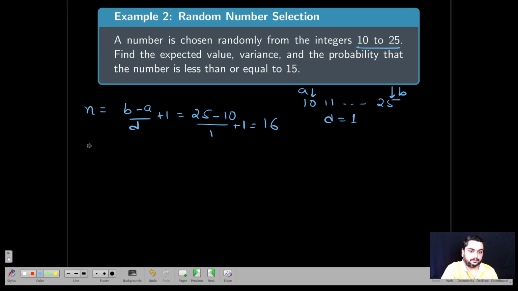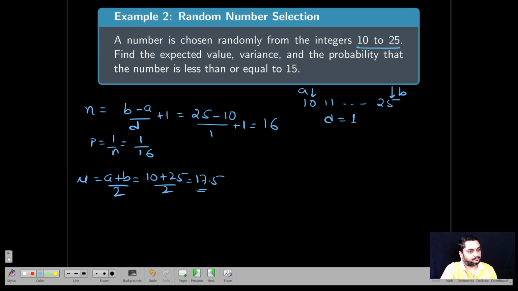Next, what will be p? p is equal to 1 by n, the probability mass function. So 1 by 16. Now you have to find the expected value. Again, mu is equal to (a plus b) by 2. This is the middle value, that is the average value. So this is (10 plus 25) divided by 2.